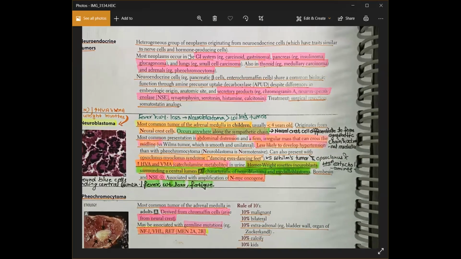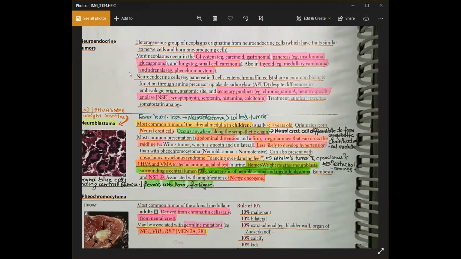So in the GI system, the carcinoid and the gastrinoma; in the pancreas, the insulinoma and glucagonoma; in the lungs, small cell lung cancer and the carcinoids also. In the thyroid, the medullary thyroid carcinoma; in the adrenals, the pheochromocytoma and the neuroblastoma. These are all examples of neuroendocrine tumors.